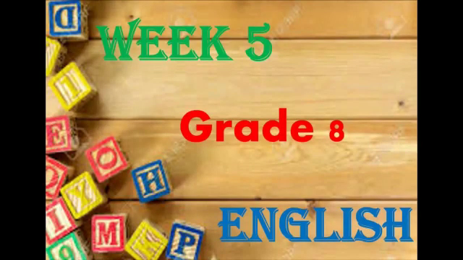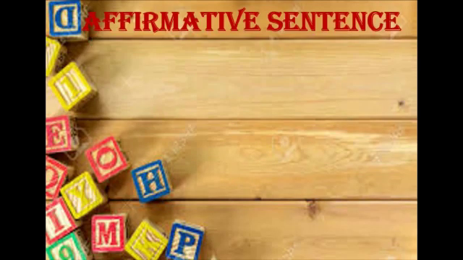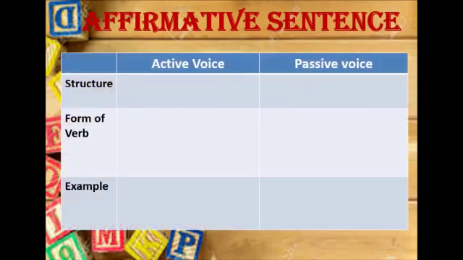Today we are going to discuss English lesson 5, and that is active and passive voice of simple tenses. First of all, we'll discuss affirmative sentences. And the structure of active and passive voice in affirmative sentence is: active voice has subject, verb and object, and passive voice has object, auxiliary, verb, by and subject.